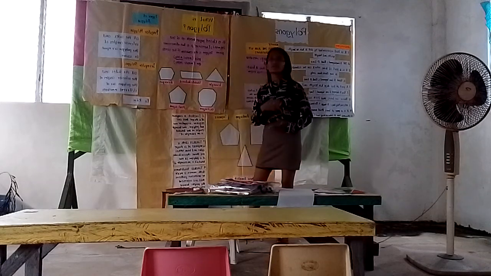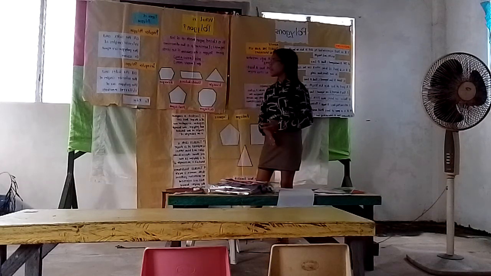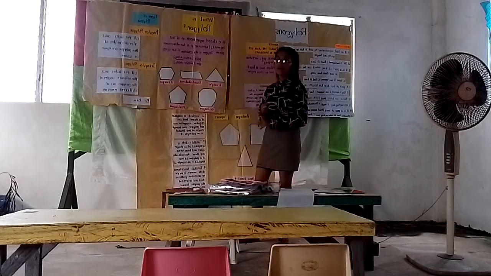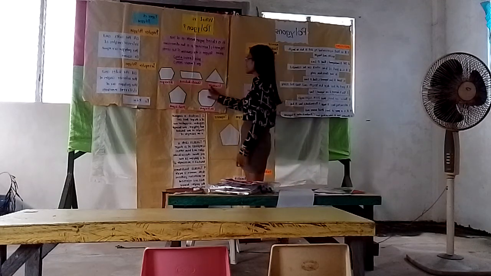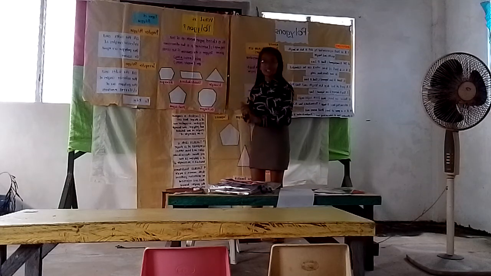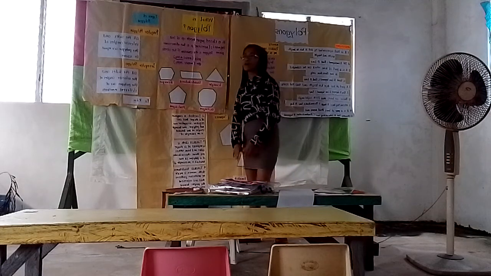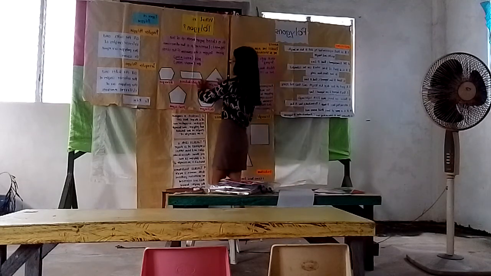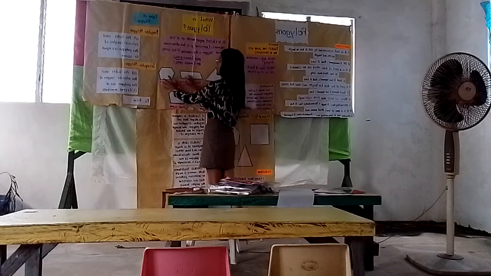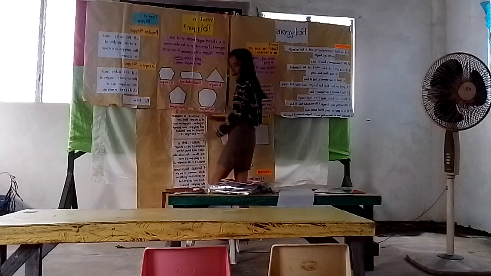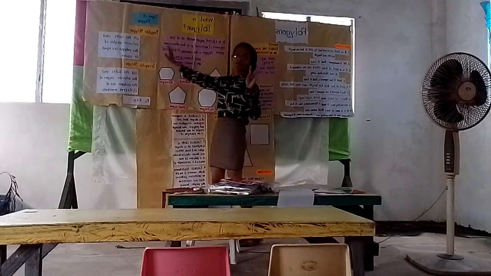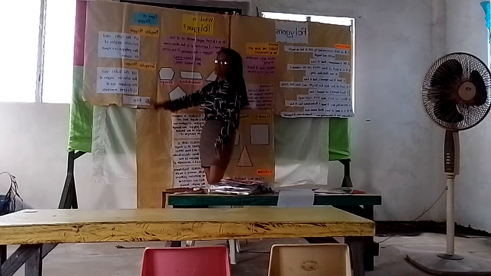So there are a lot of examples of polygon: nonagon, like that, and triangle, square, rectangle. So that's the example of polygon. So you draw a picture of your examples of polygon. So there are 2 types of polygon.